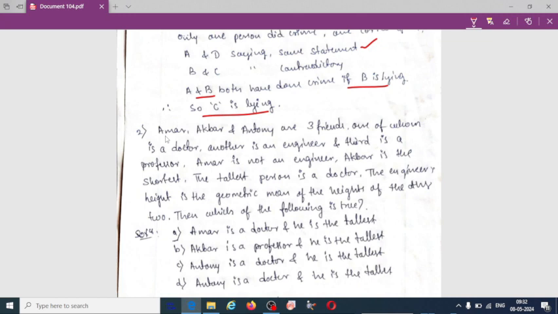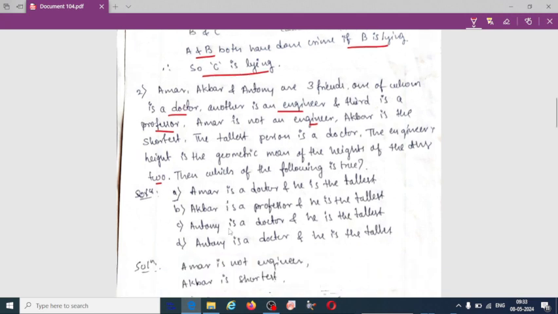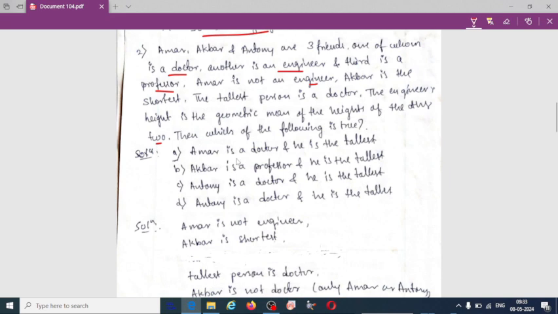That is why we call them logical puzzles. Amar, Akbar, Anthony are three friends, one of whom is a doctor, another is an engineer, third is a professor. Amar is not an engineer. Akbar is the shortest. The tallest person is a doctor. The engineer's height is the geometric mean of the heights of the other two. Then which of the following is true? Here are the four options. Amar is doctor, he is tallest. In all the options tallest is there, but who has which profession is important here.